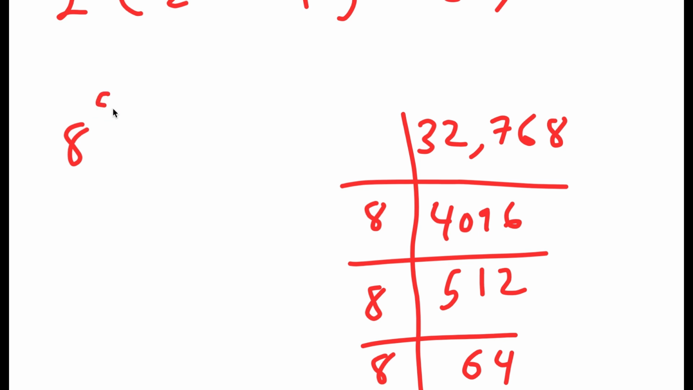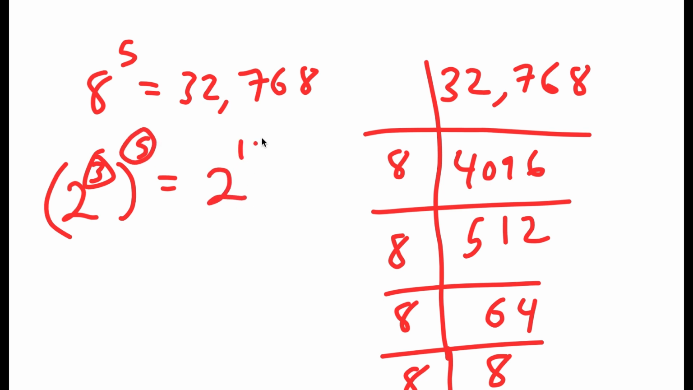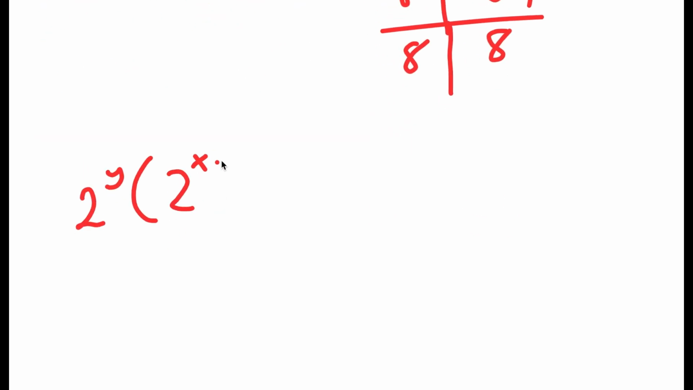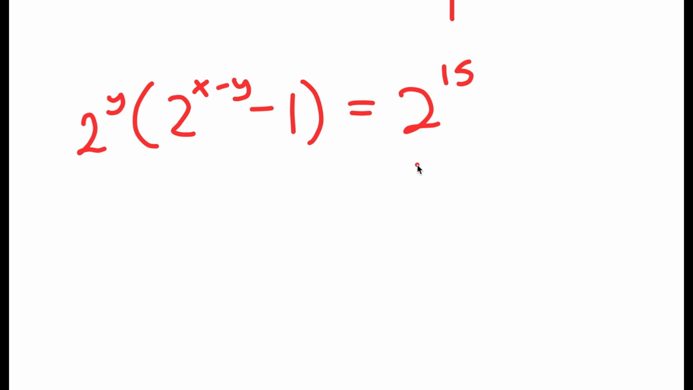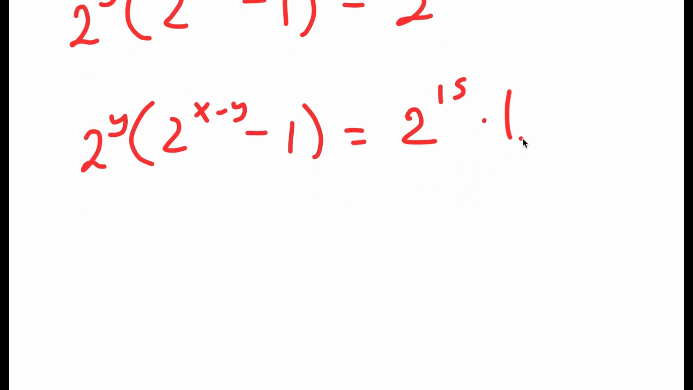So if 8 to the power of 5 is equal to 32,768, well, 8 to the power of 5 is the same thing as 2 to the power of 3 to the power of 5, which, because these two multiply, is 2 to the power of 15. So now I have 2 to the power of y times (2 to the power of x minus y, minus 1) is equal to 2 to the power of 15. And 2 to the power of 15 is the same thing as 2 to the power of 15 times 1.